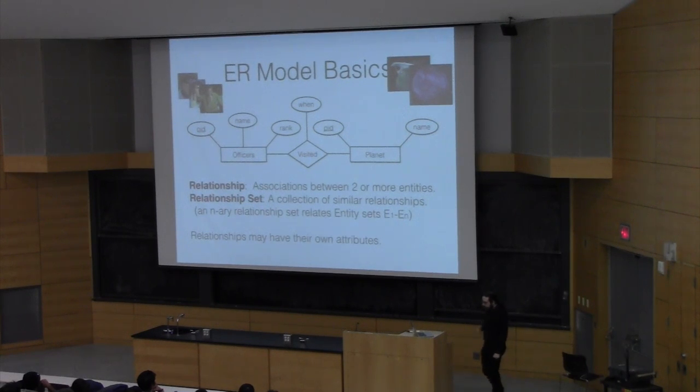So for example, I might have an officer's entity set and a planet entity set, and I might have a relationship between those called visited that says this officer visited this planet. And note that relationship sets can also have attributes. So there might be some contextual information, like when the officer visited the planet.